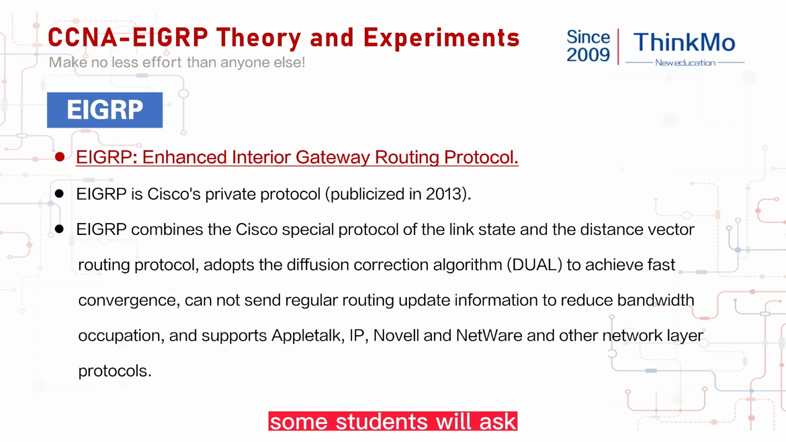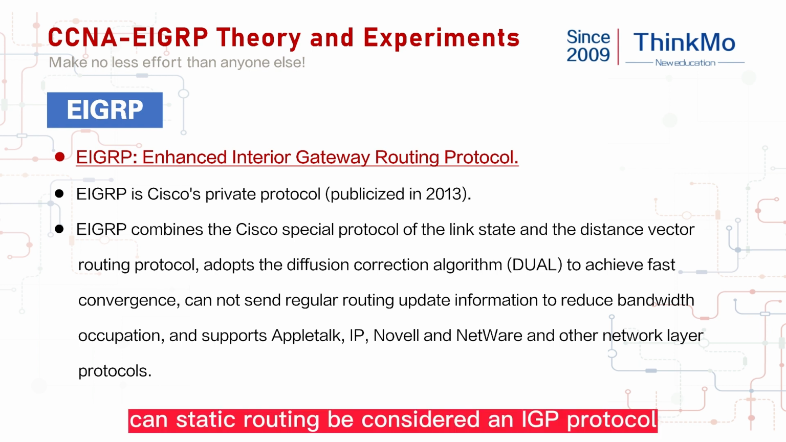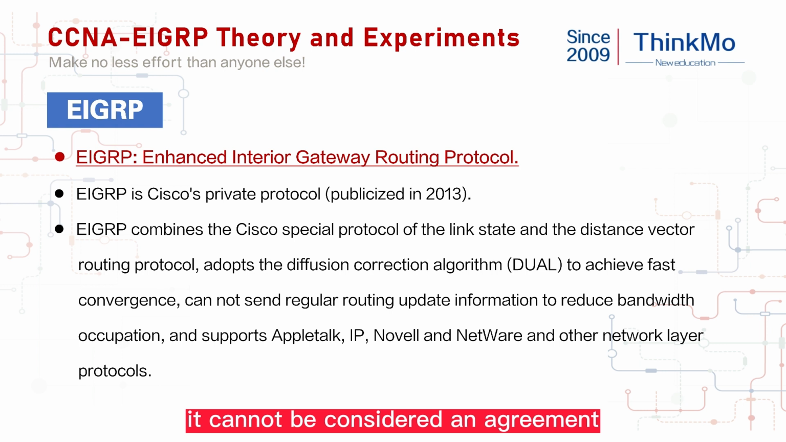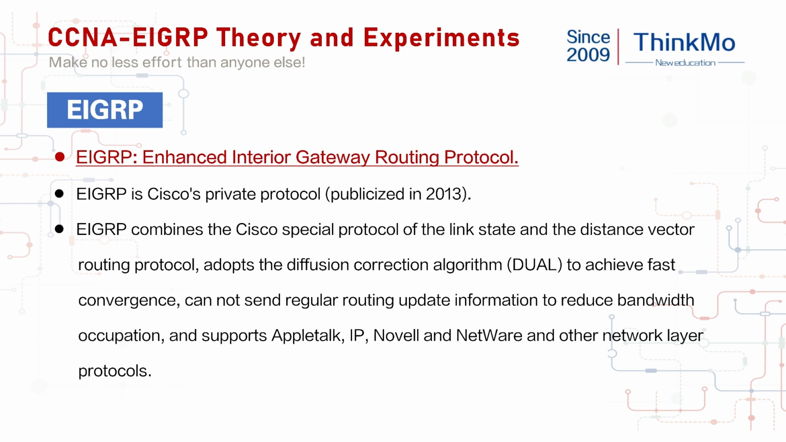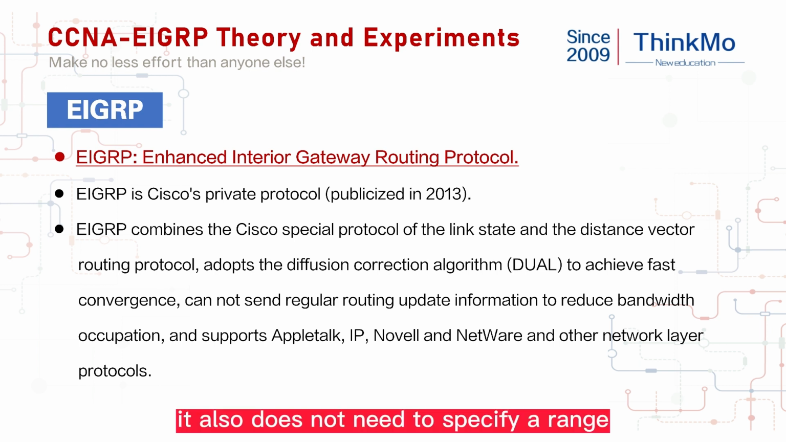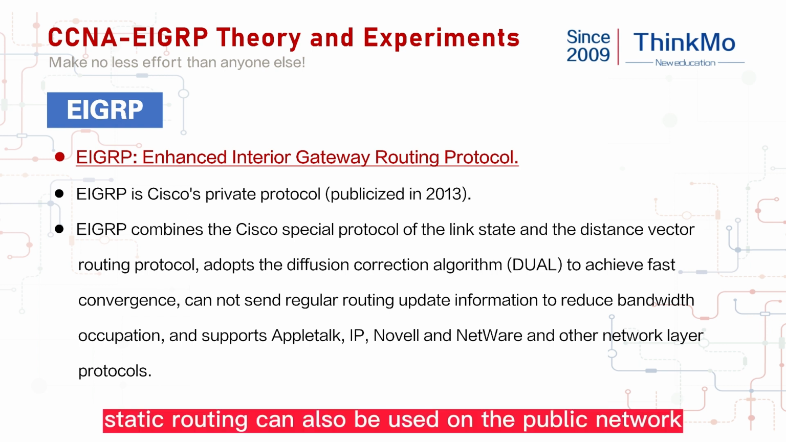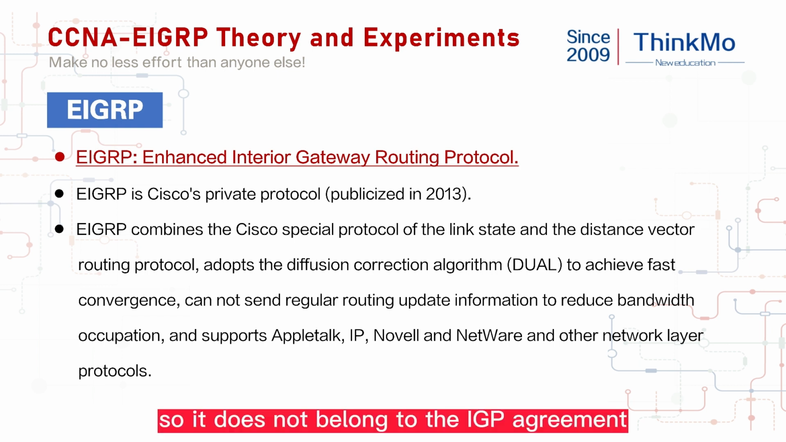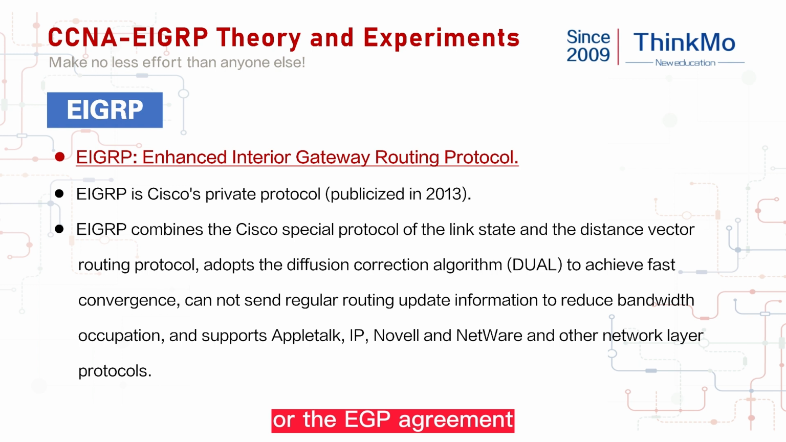Some students will ask, can static routing be considered an IGP protocol? Okay. Static routing cannot be considered a protocol. A static route is just a single static route, because it has no algorithm. It also does not need to specify a range. Static routing can also be used on the public network. Because it is not an algorithm, it does not belong to the IGP protocol or the EGP protocol.